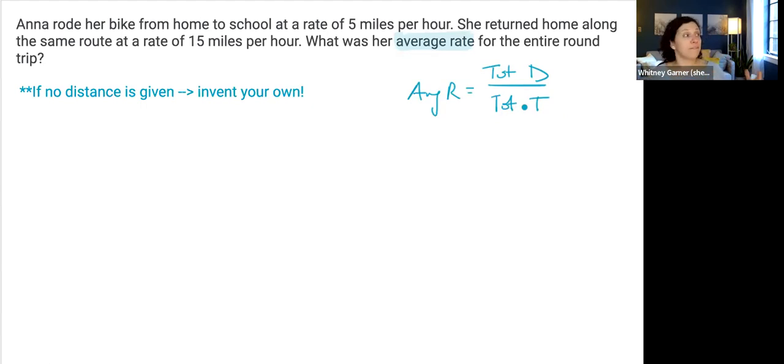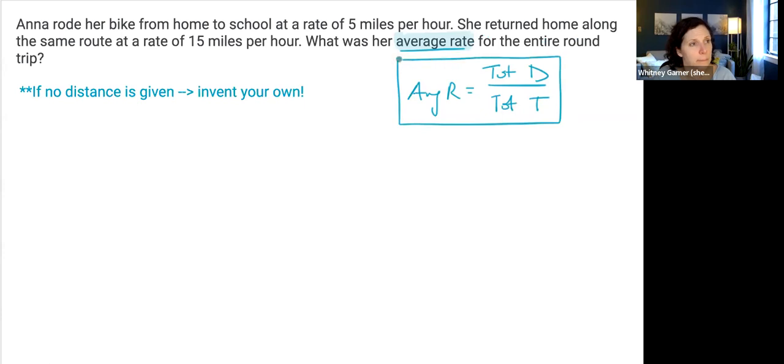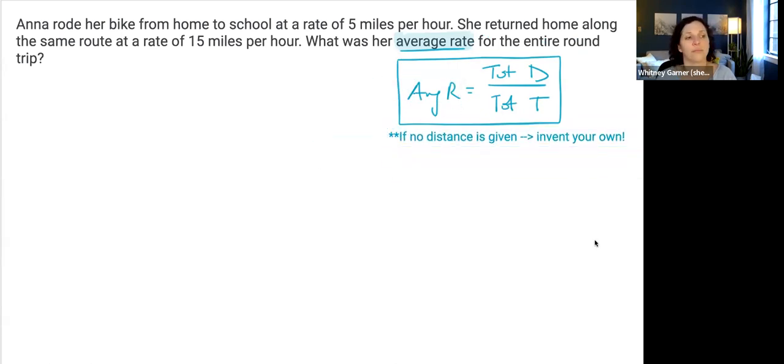And so if Anna had spent the same amount of time going 5 miles an hour and 15 miles an hour, then we could just take the straight average. However, if what's the same is anything other than time, then we need to think of it as the more formal equation. So generally for me, as soon as I see average rate for the entire trip, I put this formula on my paper. And then I remind myself that if no distance has been given, we can just invent our own.